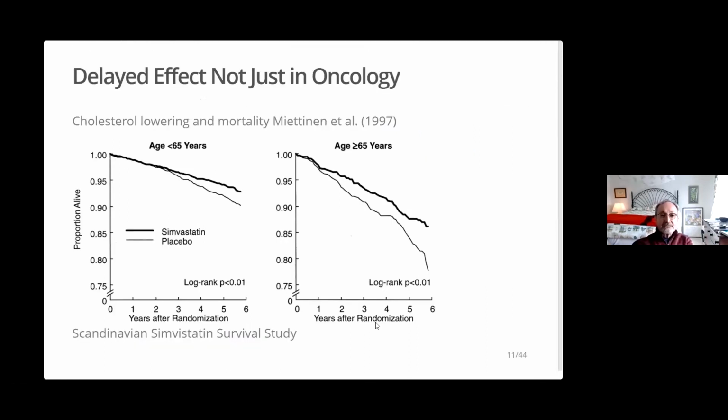Delayed effects occur not just in oncology. I spent a little bit of time looking at old cholesterol lowering studies. So you can see from the mid 90s, kind of first generation statin therapies for under age 65, there may be a couple years delay before the survival curves start to separate, or if you're in my age group over 65 years, maybe you start to see a benefit after a year or so. Anyhow, delayed benefit is not just an oncology phenomenon.